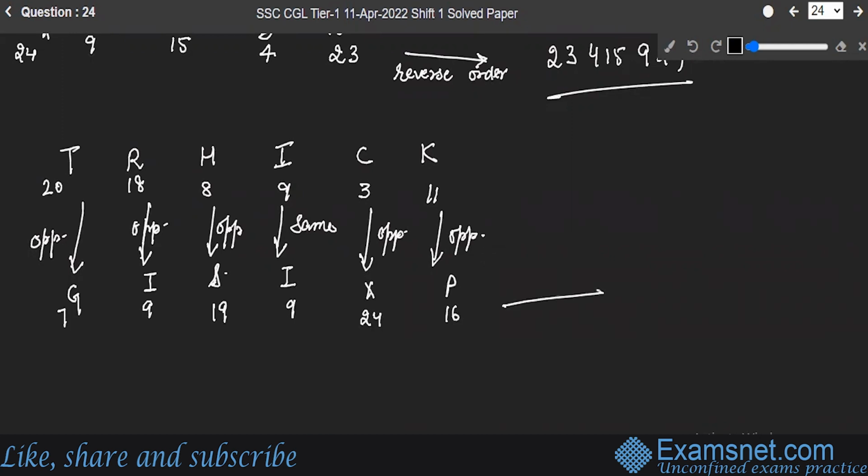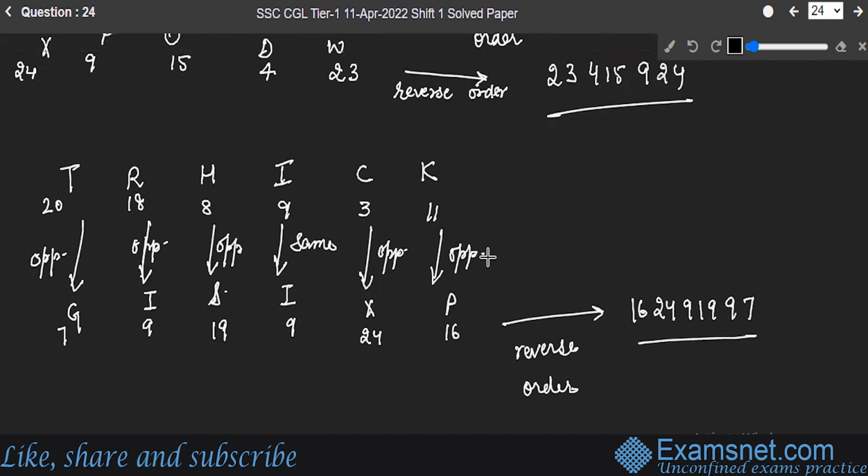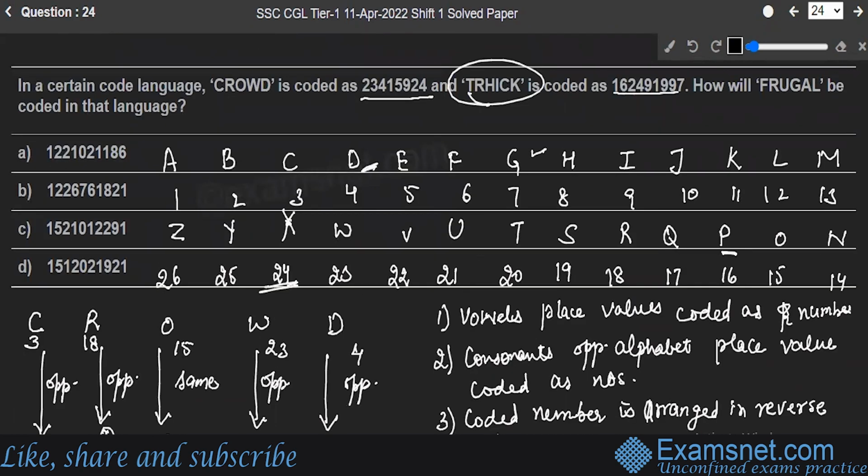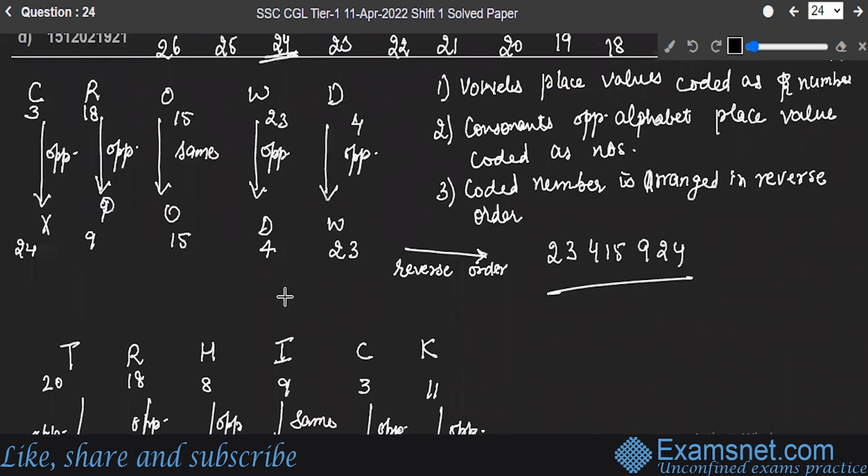So what is the reverse order for this? The reverse order is 16, 2, 4, 9, 1, 9, 9, 7. Which is the same one. See, 16, 2, 4, 9, 1, 9, 9, 7. This is the one we have just received.